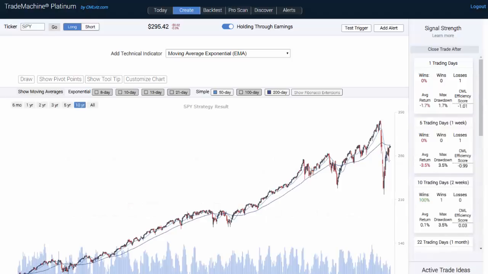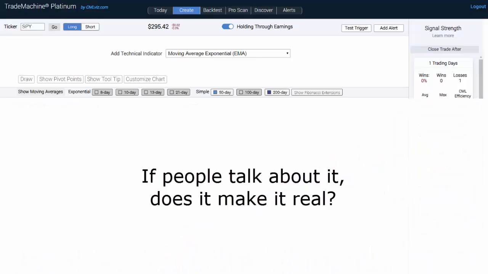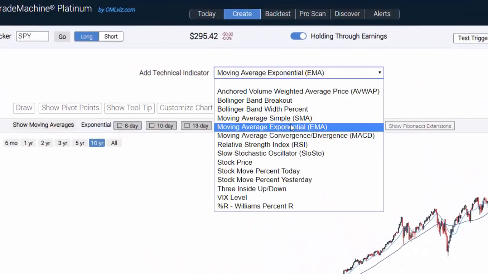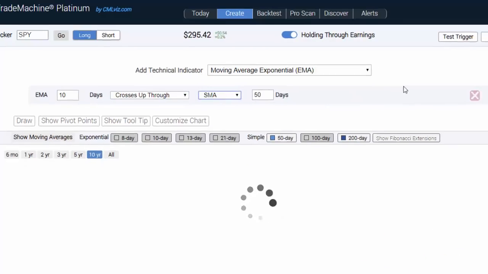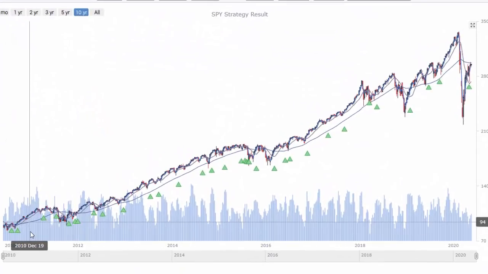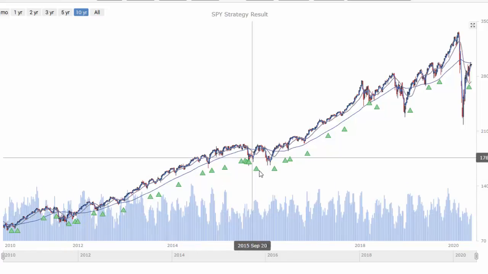One of the most common perceived bullish triggers for the S&P 500 is when the 10-day EMA crosses up through the 50-day EMA. So let's just see how that's looked over the last 10 years. I will add an EMA when it crosses up through the 50-day. If we come down to the chart, we can see how many times it's occurred. Every time you see a green arrow, the 10-day EMA crossed above the 50-day simple moving average.